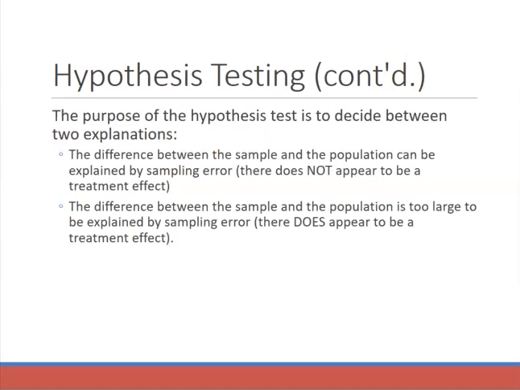So basically, the purpose of hypothesis testing is to decide if any differences we see are due to sampling error or to the treatment. So the purpose of the hypothesis test is to decide between two explanations. One is that the difference between the sample and the population is explained by sampling error, which would mean there's no effective treatment. Or is the difference between the sample and the population too big to be explained away by sampling error, and we do believe that our treatment had an effect.